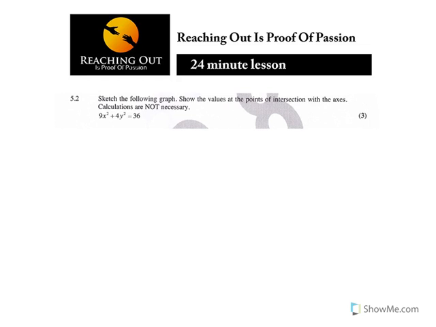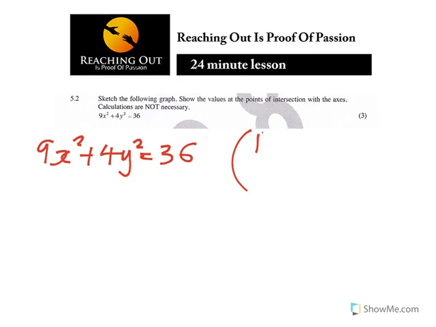We're moving on to look at question number 5.2. Question 5.2 says sketch the following graph, show the values of the points of intersection with the axes. Calculations are not necessary, but for the interest of the person viewing this video, let me show you the calculations, though you could have gone directly to the solution. Now this is 9x squared plus 4y squared is equal to 36. This is based on the equation of the ellipse.